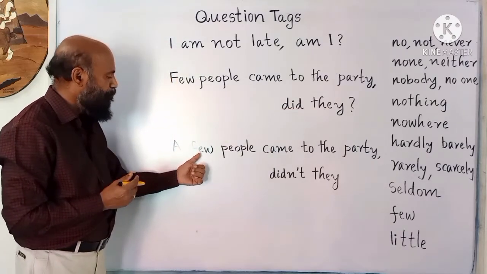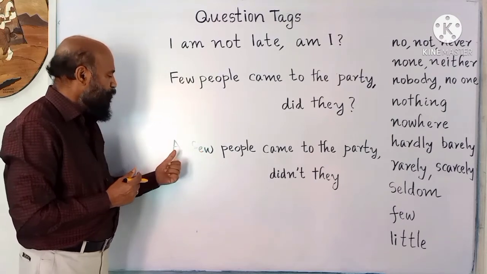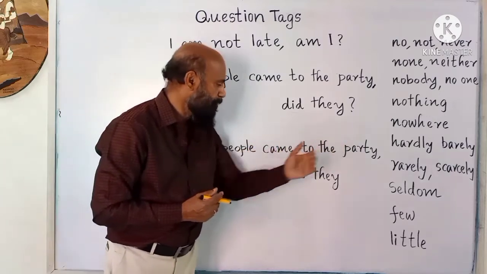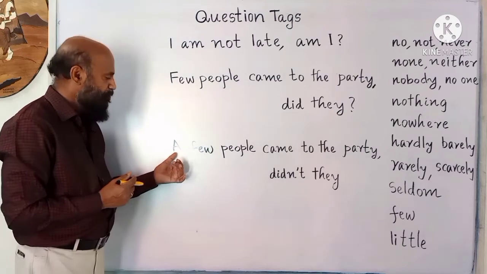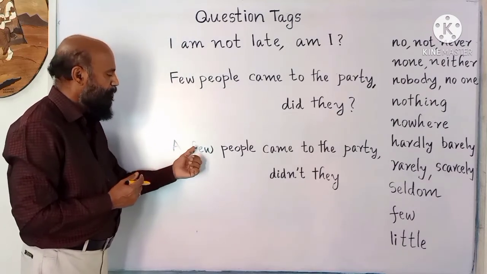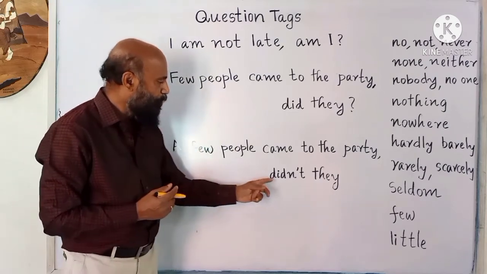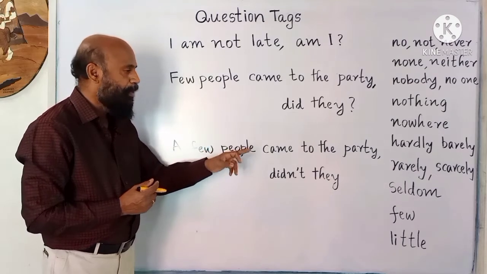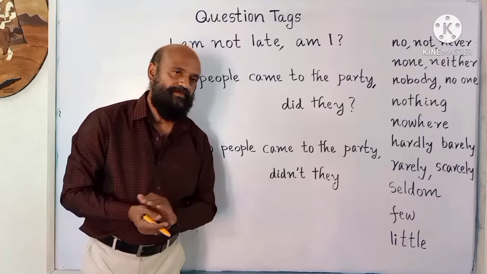Now see this sentence. A is there in front of few. So, a few people came to the party. Now this is a positive sentence. When a is there, then it is a positive sentence, so the question tag is negative. A few people came to the party, question tag is didn't they?